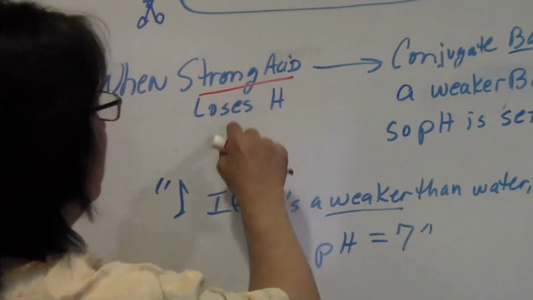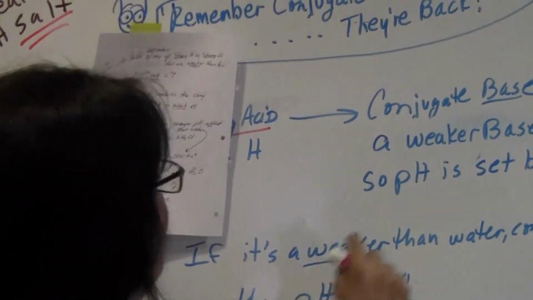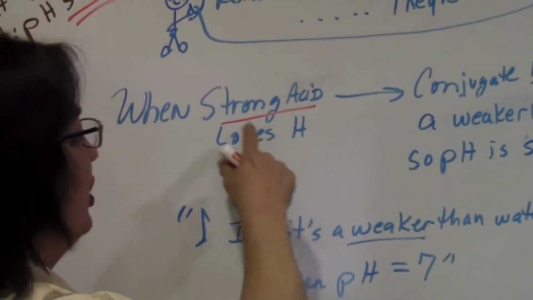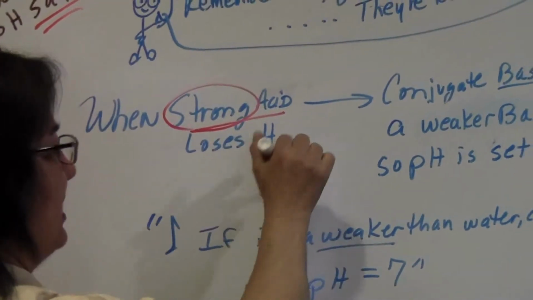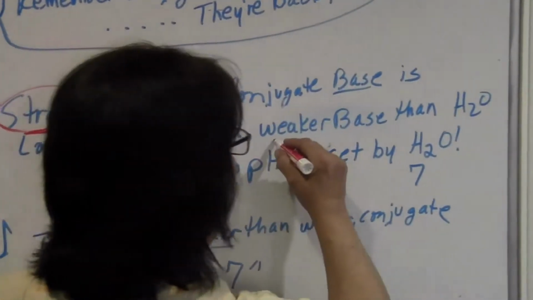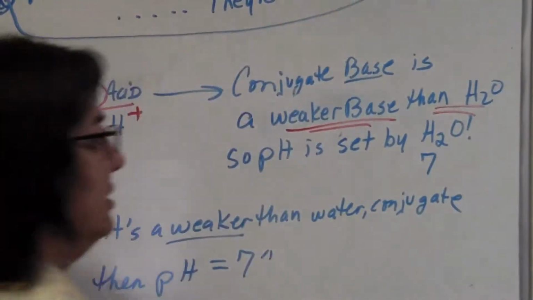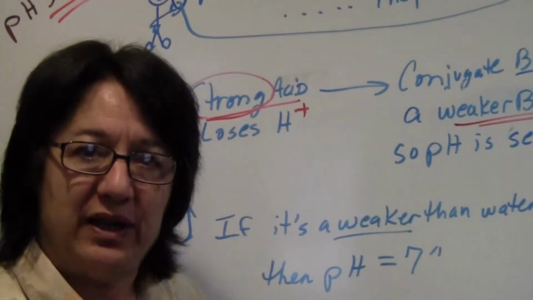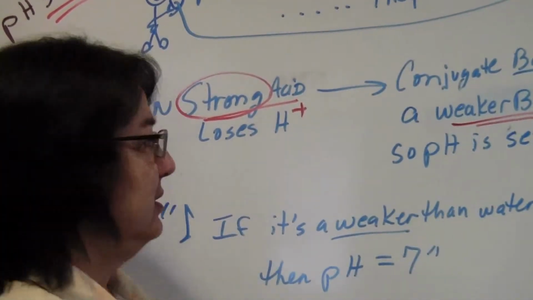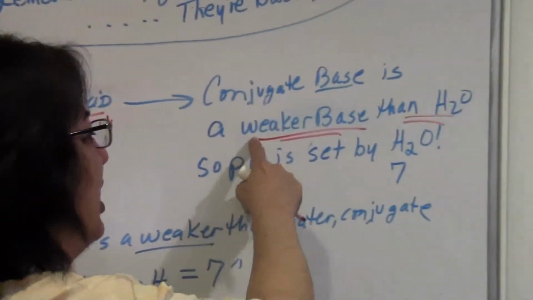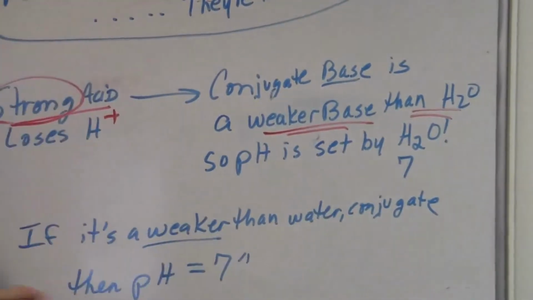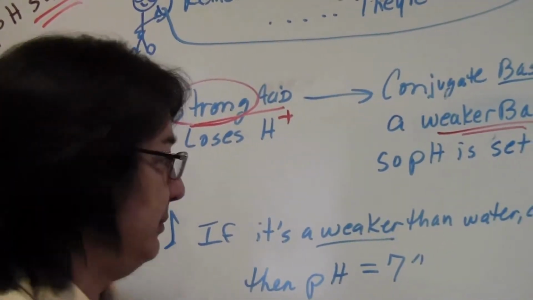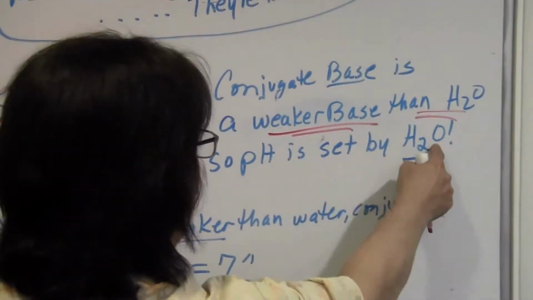When an acid loses a hydrogen, you know that makes a conjugate base. The layer we're adding on in this video is when a strong acid loses a hydrogen, the conjugate base will be a weaker base than water. When a conjugate is weaker than water, the water sets the pH value, not the conjugate. I'm going to repeat that. When a conjugate is weaker than water, the pH is set by the water. And what's the pH of water? 7. So the pH is set by the water, 7.